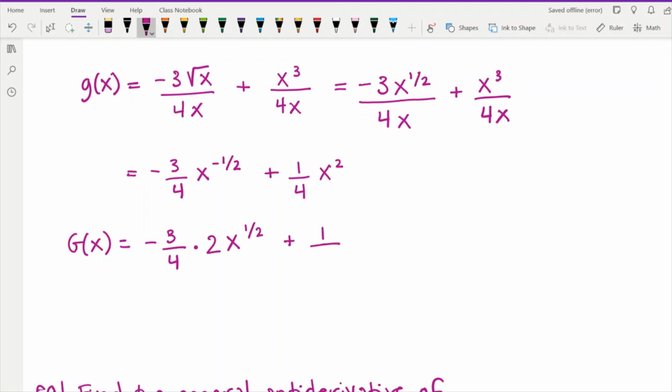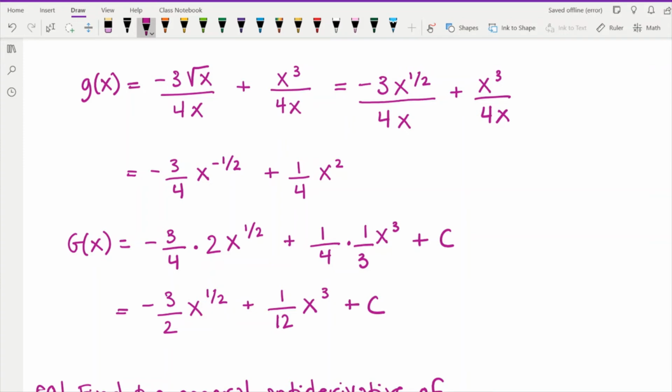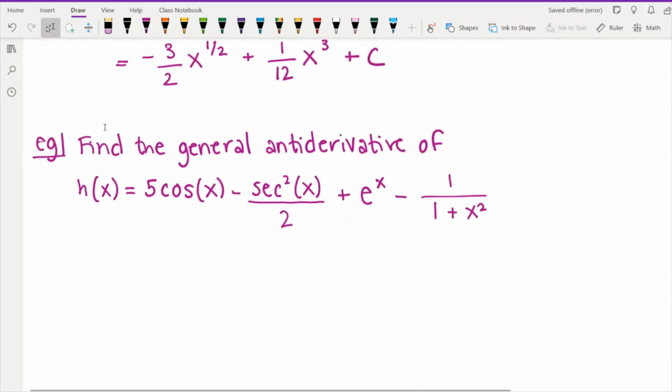And then over here we have 1/4, and then we have x squared. And so we know that that's going to be x cubed. And then the reciprocal of 3 is 1/3. And then we have plus c. And then we can simplify this, right? And that will give us our final answer. So our final answer is going to be negative 3/4 times 2, that's negative 3/2, x to the 1/2. And then here we have plus 1 over 12, x cubed, plus c. So that would be our antiderivative. Let me actually change the color of this one so that it doesn't blend in to that one so much.